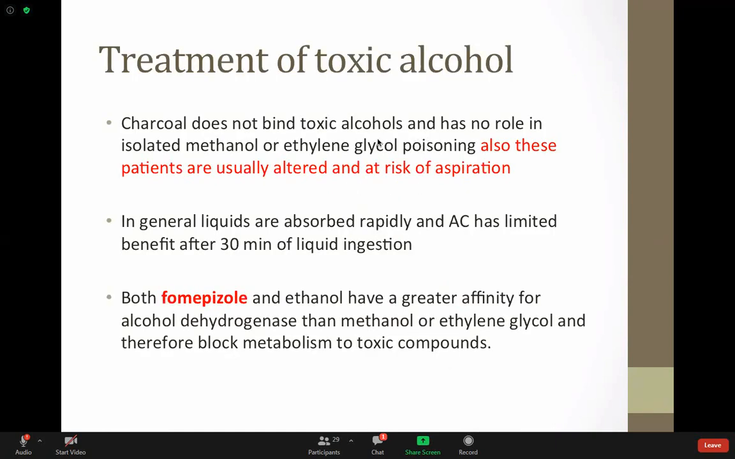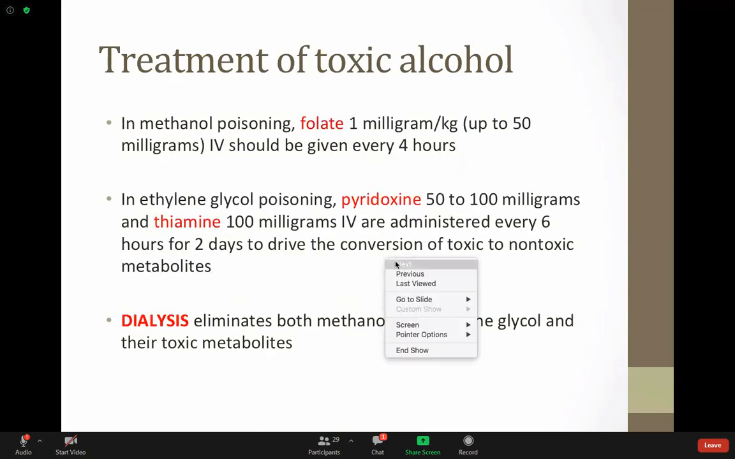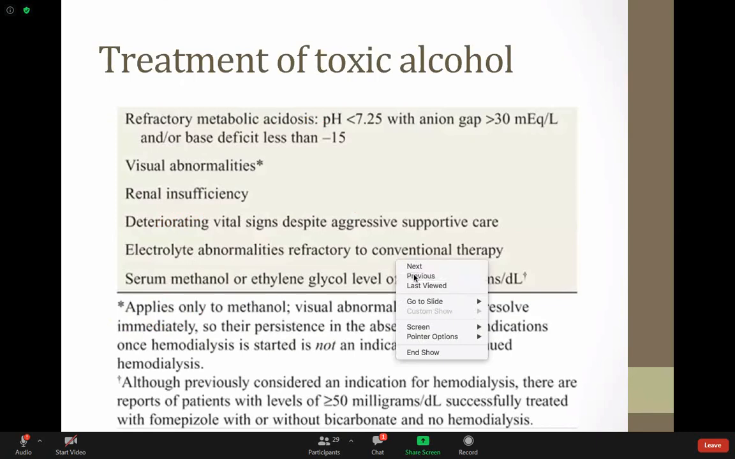Charcoal is bad. Don't give it to alcohol patients. It doesn't work. It just puts them at risk of aspiration. How do we treat toxic alcohol? I will go back because I want you to understand the pathophysiology. Oops, I'm going forward. Sorry.